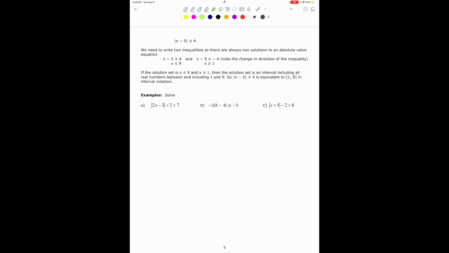Section 2.7, the last part. Now that we know how to solve absolute value inequalities, let's try to solve one of them. Here is an example before we start solving.